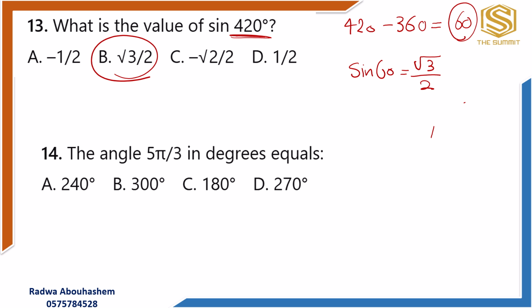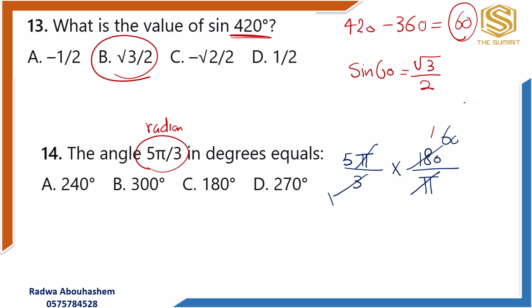Question 14, the angle 5 pi over 3 in degrees equals. So he wants me to convert from radians to degrees. So here, I'm going to multiply 5 pi over 3 times 180 over pi. Pi cancels here, 180 over 3 would be 60. So 5 times 60 gives me 300.